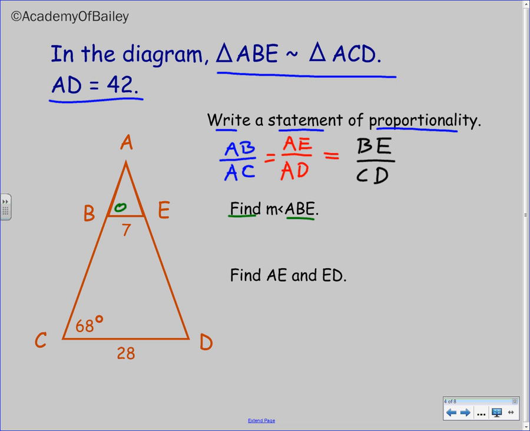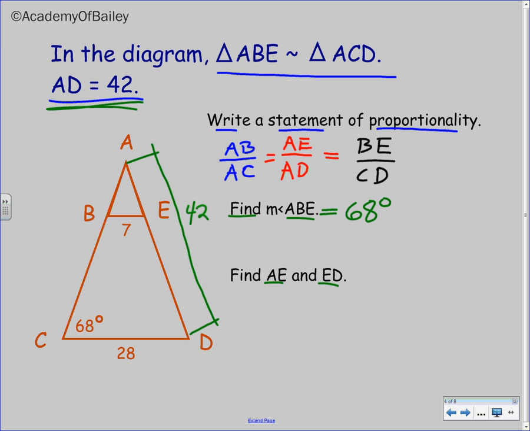Well, ABE corresponds to ACE in the large triangle. So since ACD is 68 degrees, the measure of ABE is 68 degrees. And the directions right here told us that AD was 42. So we're supposed to find AE and ED.